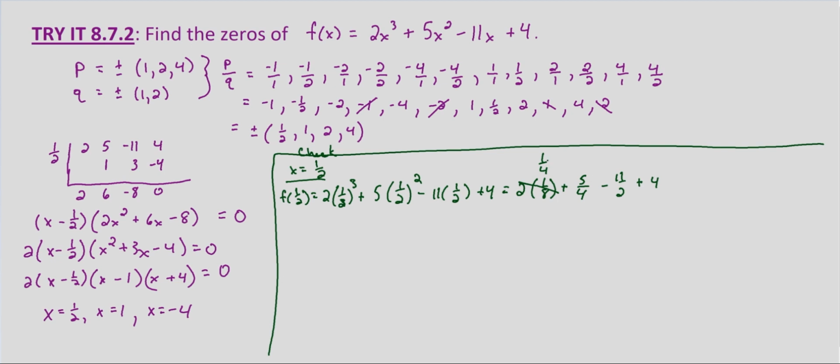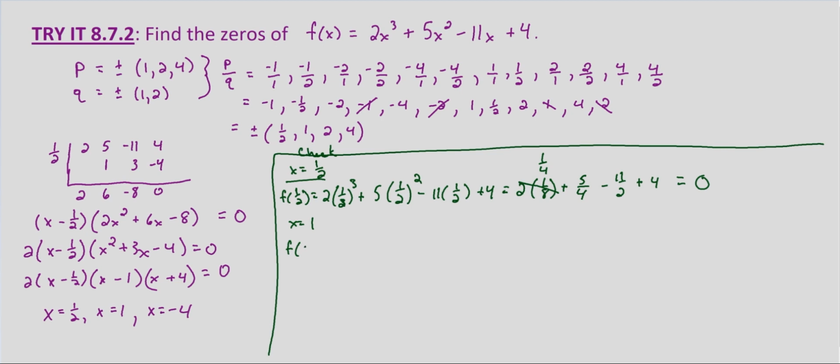So that ends up being 1/4 plus 5/4 is 6/4, which is 3 halves. Minus 11 halves is -8 halves. Plus 4, well, -8 halves is -4, plus 4 equals 0. So that solution checks. Now we'll look at x equals 1.